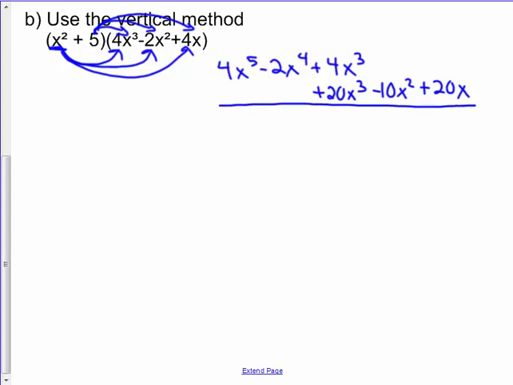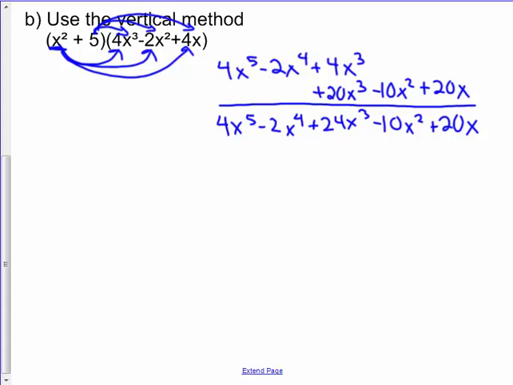And then I just add down. So I lined up my like terms, my x cubes in this one. Those are the only ones that I could combine. I don't care which method you do. Some people like organizing it vertically. Some people will just multiply it out and do it horizontally. Doesn't matter to me.